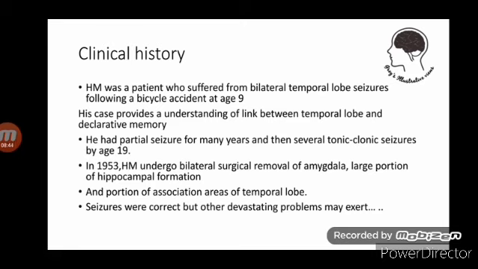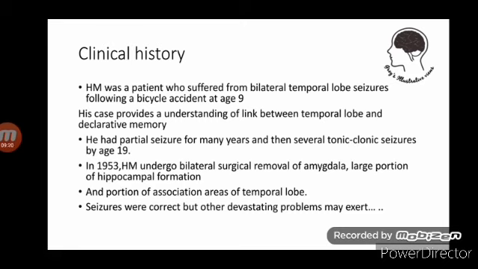He had partial seizures. According to the classification of epilepsy, seizures are divided into partial or complex depending upon the site of seizure. If the seizure is limited to one particular area of the brain and doesn't spread, such a type is partial. If it spreads over the whole cerebral cortex, then it is called a complex seizure. He had partial seizures for many years and then several tonic-clonic seizures.